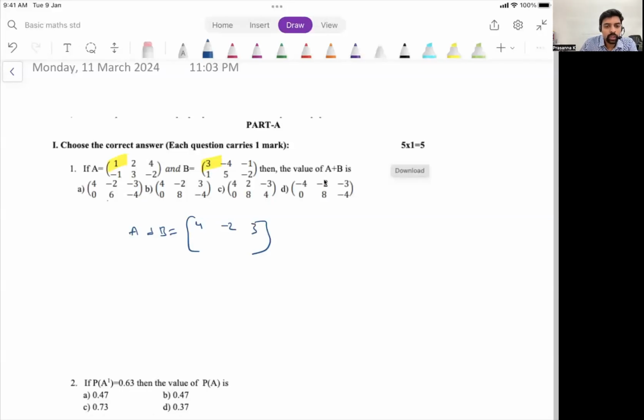So look at the first row here: 4, minus 2, 3. You don't have to solve this entire problem. So 4, minus 2, 3 is in option B. So the correct answer is option B.